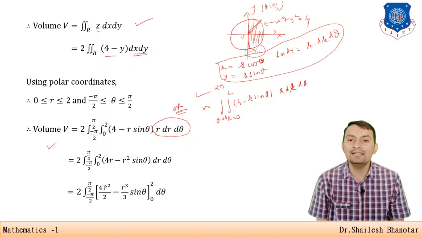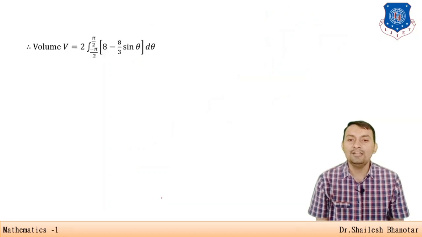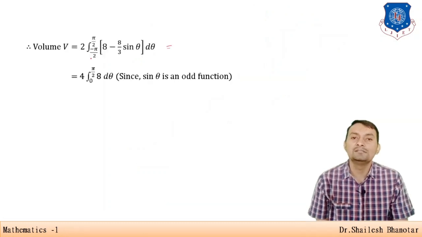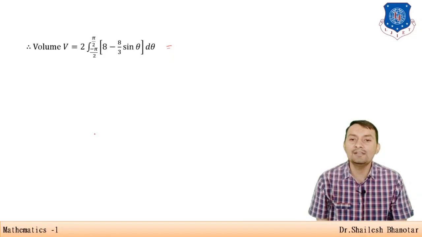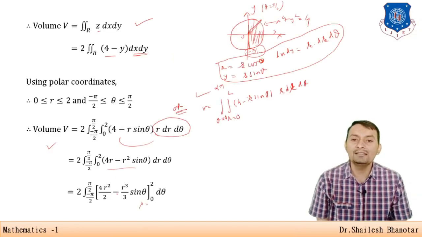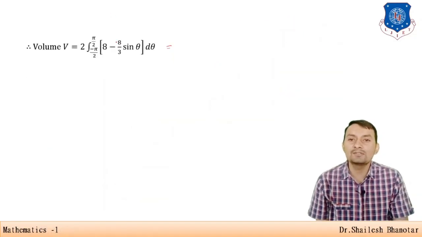So what I will get is 4 times r square divided by 2. After multiplying this out and integrating with respect to r, you will get 4r square divided by 2 minus r cube divided by 3 times sin theta, with r from 0 to 2. When you simplify, you will get this. Therefore the volume V is 2 times the integral from minus pi by 2 to plus pi by 2 of what we have simplified, after putting in the limits for r.